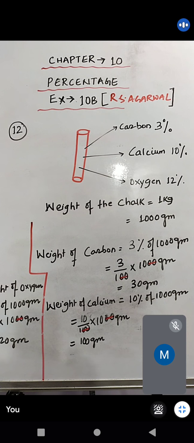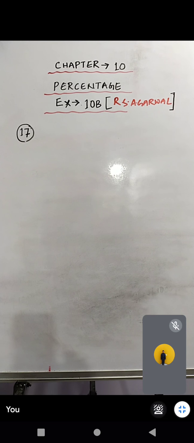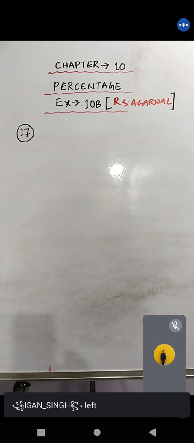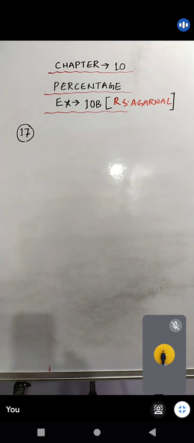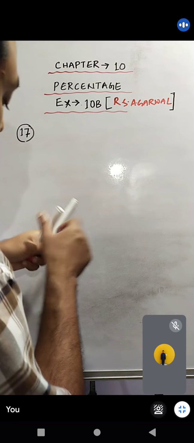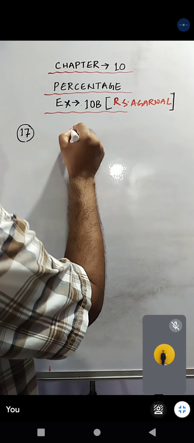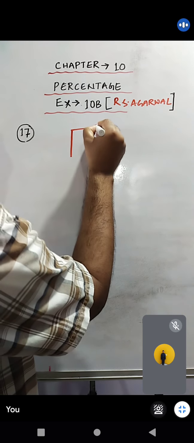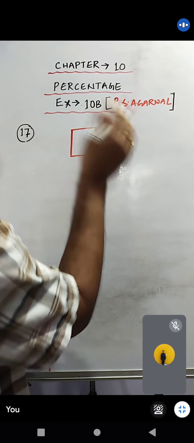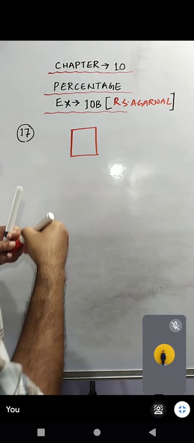Now let's move on to sum number 17. Here we have question number 17. It is also a very interesting question, students. According to question number 17, the price of a sweater is increased by 8%. Suppose this is a box in which the sweater is kept.